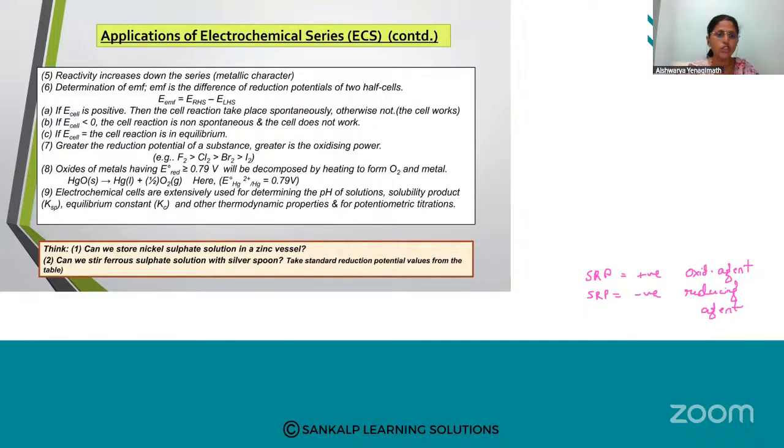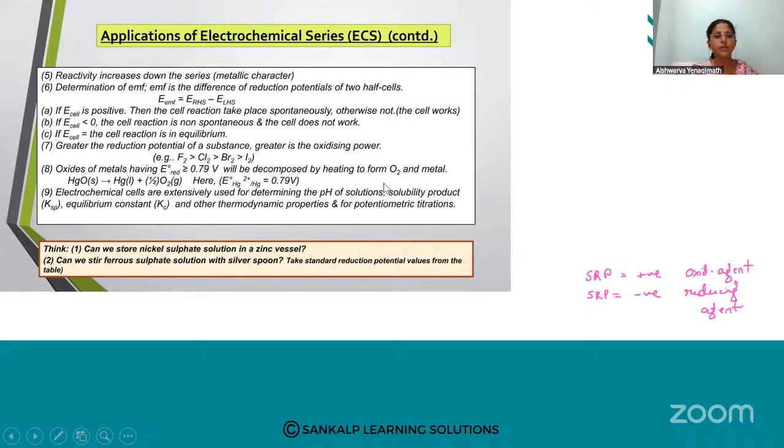So you can see here HgO, it is an oxide of mercury, obtained from cinnabar, HgS. So this HgO, see, on heating it decomposes to Hg plus O2. So it is giving oxygen and metal is getting formed. You can see here the reduction potential. Under the reduction heading, the standard reduction potential of Hg2+ to Hg is 0.79. Positive means it is a good oxidizer, having good oxidizing power. Electrochemical cells are extensively used for determining pH of solutions, solubility product, equilibrium constant and other thermodynamic properties.